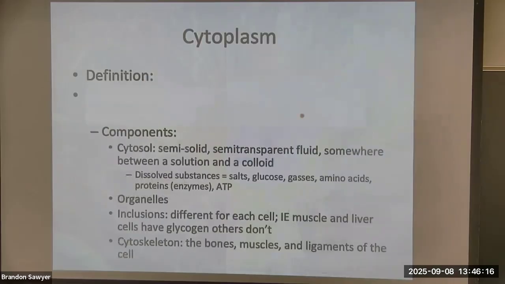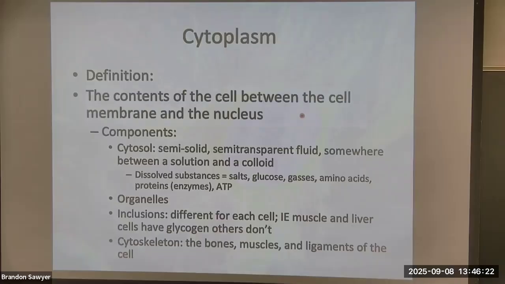Okay, so all of this is leading up to the solution we find inside of cells, which is called cytoplasm. Cytoplasm is the contents of the cell between the cell membrane and the nucleus. So not inside the nucleus, but everywhere else inside the cell is cytoplasm.